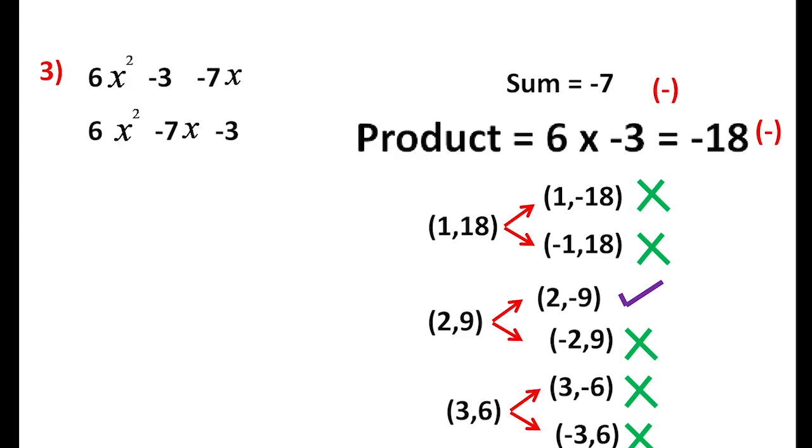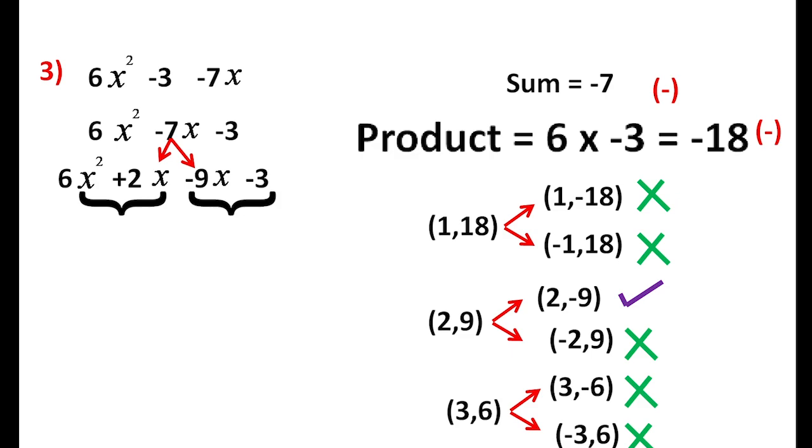We need to split the middle term. So the first term, 6x square, we write the same. Instead of minus 7x we have to write plus 2x minus 9x, and the last term is minus 3. Here we must group it: the first 2 terms in one group and the last 2 in another group.